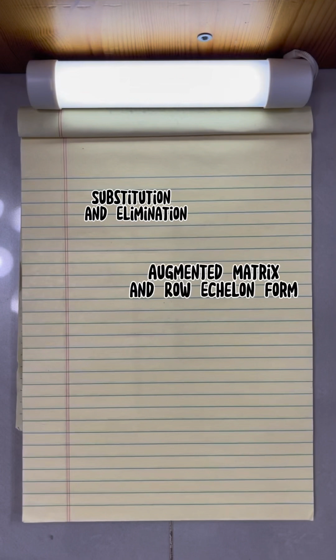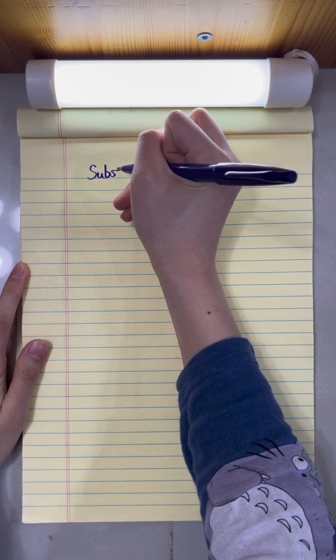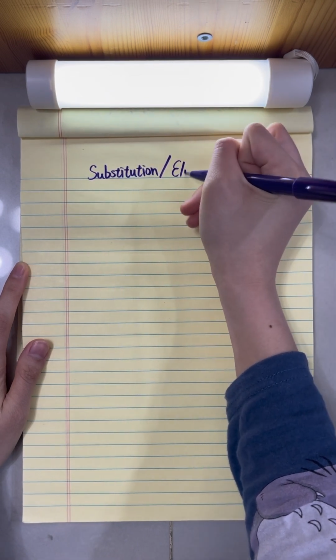Today we will be covering 4 different methods of solving systems of equations: substitution and elimination, augmented matrix and row echelon form, Cramer's rule, and inverse matrices. First, let's look at a system of equations and solve it with substitution and elimination.